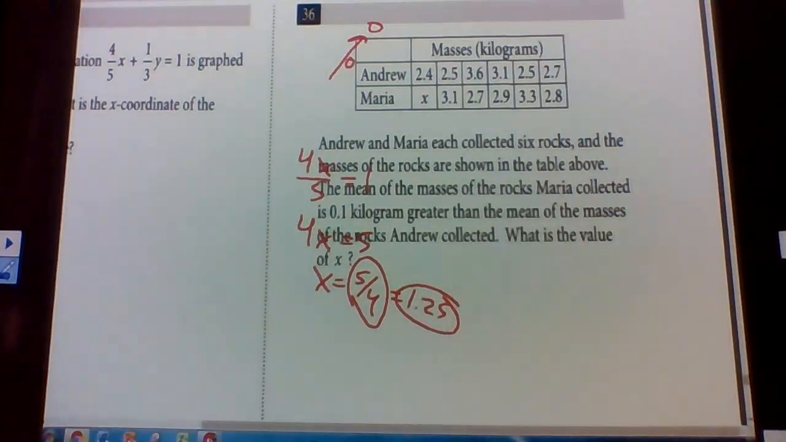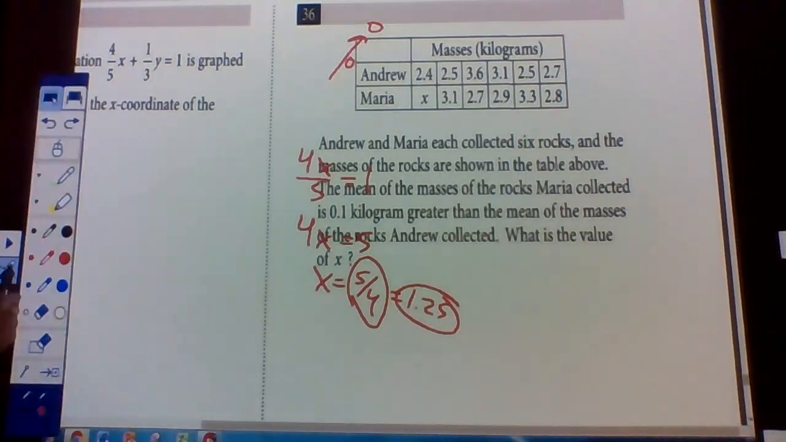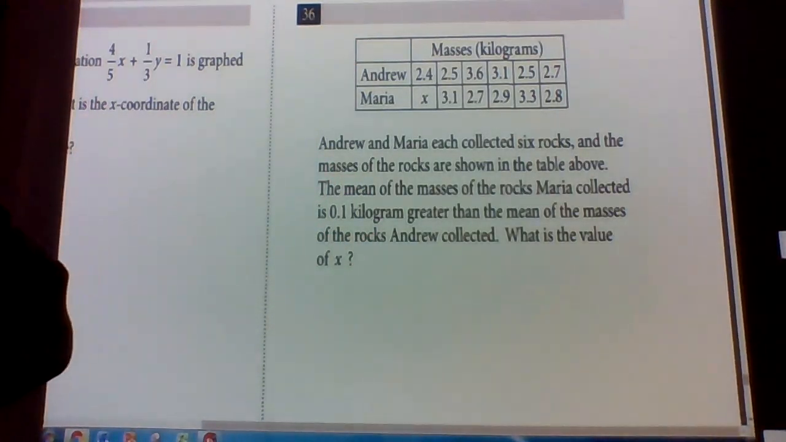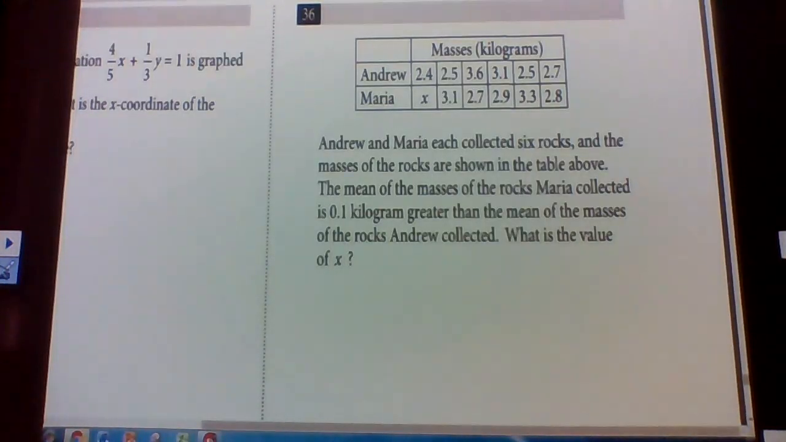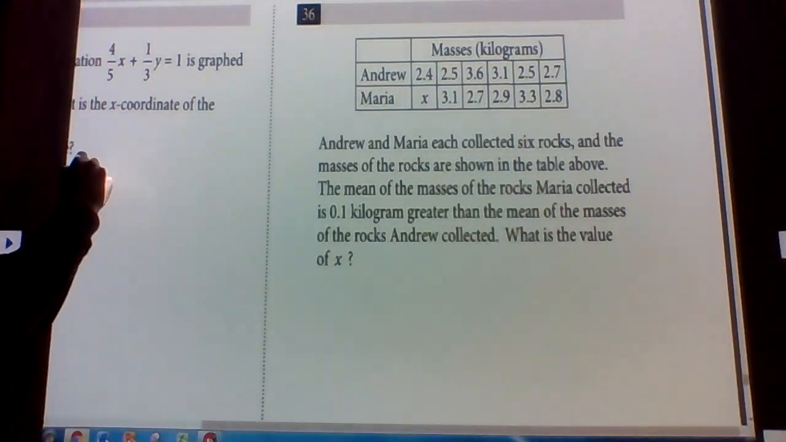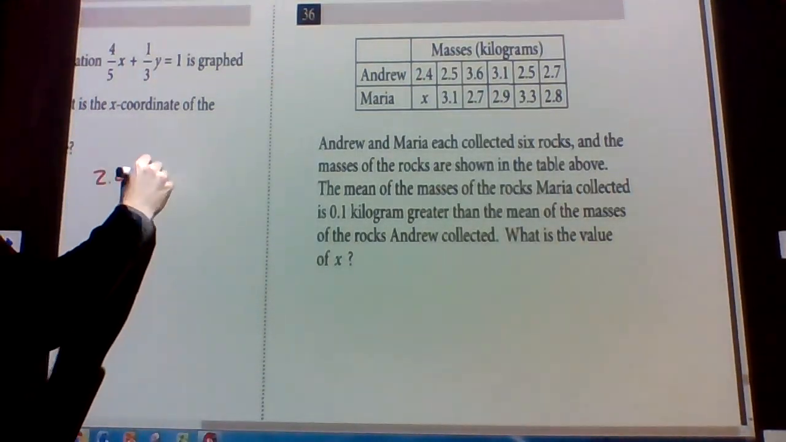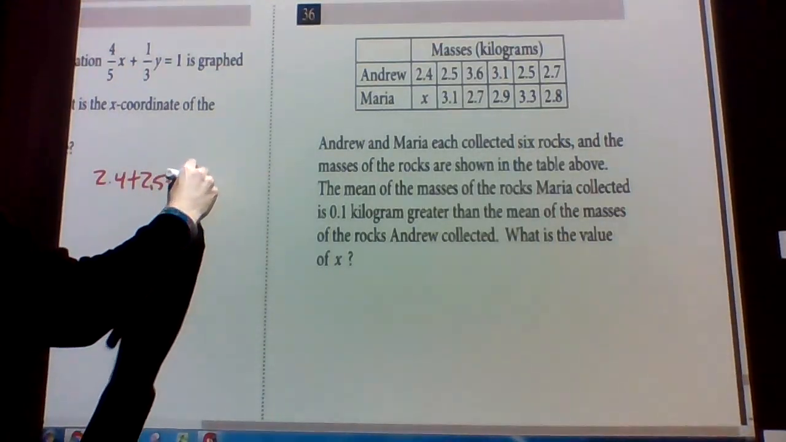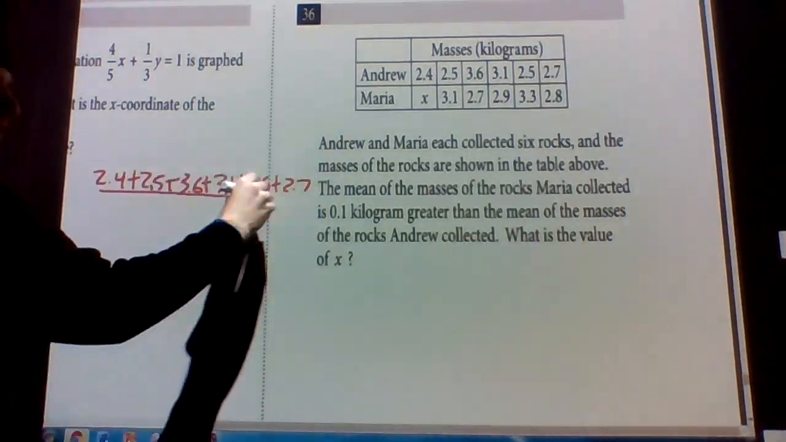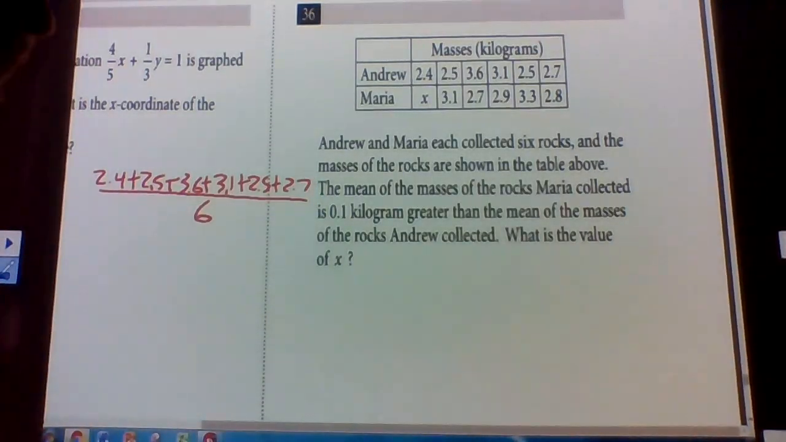36. Andrew and Maria collect 6 rocks, and the masses of the rocks are shown in the table above. The mean of the masses of the rocks that Maria collected is 0.1 kilograms greater than the mean of the masses of the rocks Andrew collected. What is the value of x? So let's first find the mean for Andrew. So 2.4 plus 2.5 plus 3.6 plus 3.1 plus 2.5 plus 2.7. And there are 6 of those, so we would divide by 6.